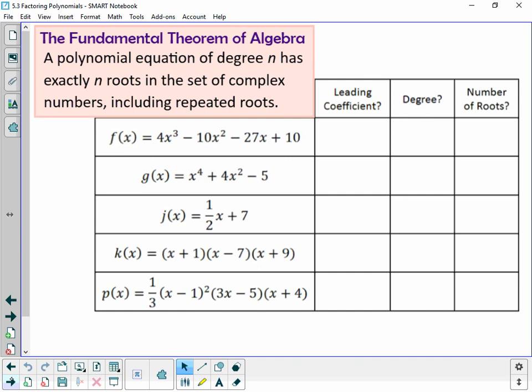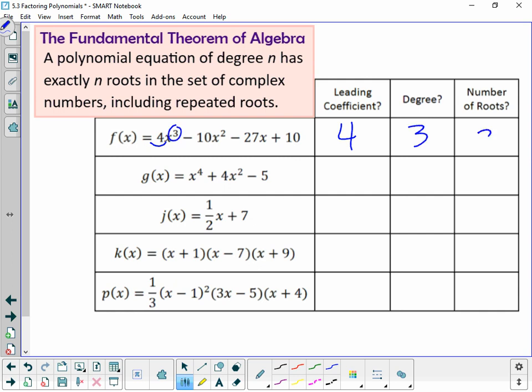A quick review: the fundamental theorem of algebra tells us that if the degree of a polynomial is n, that means it has exactly n roots in the complex numbers. So that power of the polynomial tells us how many roots it should have. In this first polynomial f of x, the leading coefficient is, of course, 4. You should all be experts at this. And the degree you can see is 3. So that means this polynomial has to have 3 complex roots.